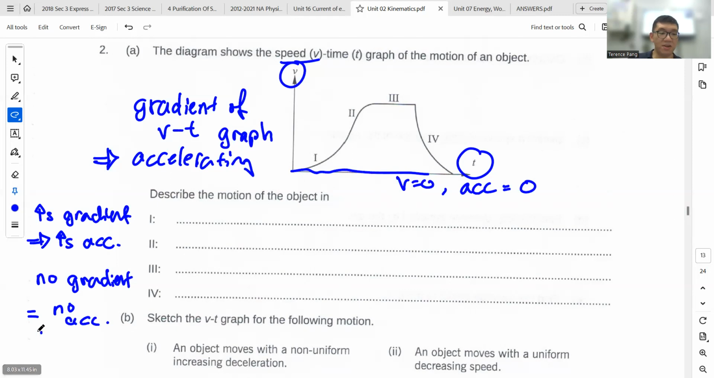What about a decreasing gradient? That means there is retardation. Well, I wouldn't say it's a retardation. We will use this example to discuss it later on, but generally a decreasing gradient would mean a decreasing acceleration. I'll explain what the difference is between a retardation and a decreasing acceleration. Because if you look at the graph, there's 1, 2, 3, and 4. One of them is a retardation, and the other one is a decreasing acceleration.